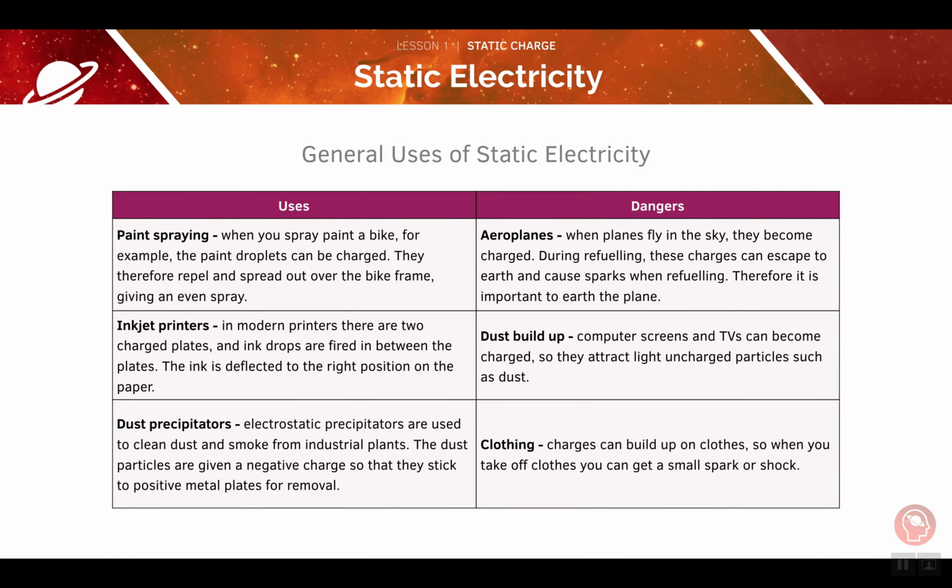The AQA specification does not ask you to memorise the uses of static electricity, but often, exam questions are based on real-life scenarios. If you've read about the scenario before, it can help you answer the question more easily. Pause the video here to take a look at 3 uses and 3 dangers of static electricity, but there's no need to memorise this.